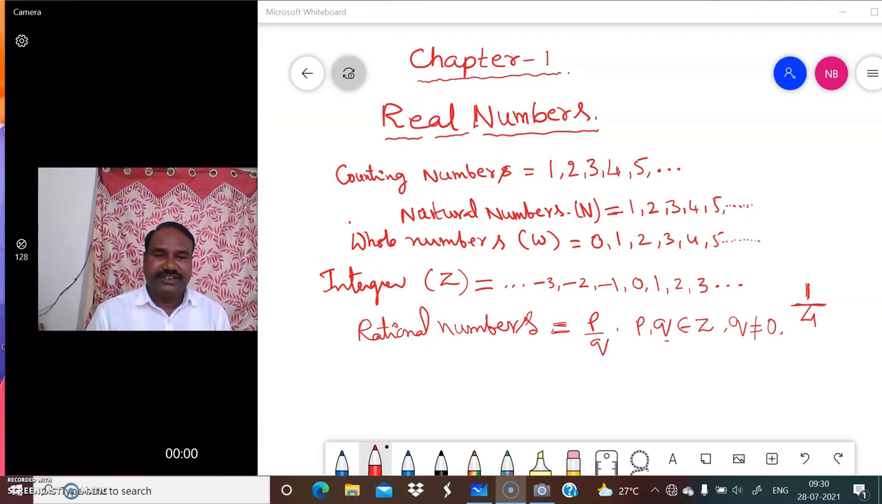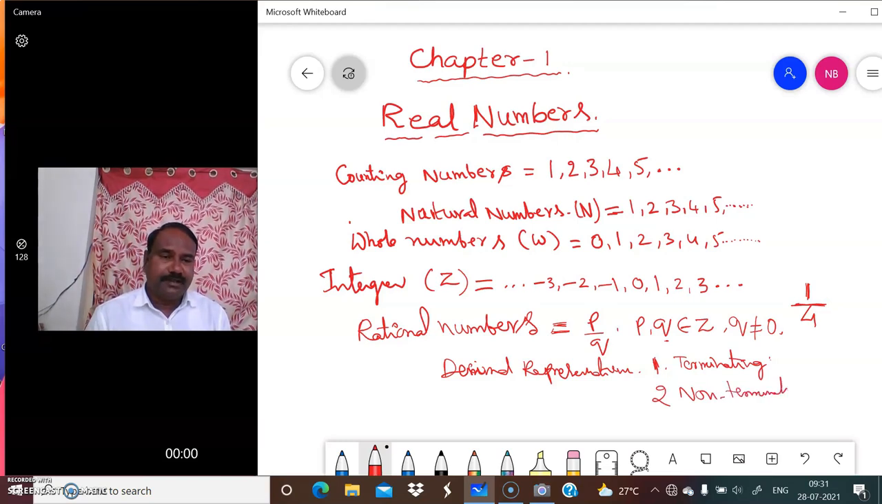Now every rational number P by Q can be written in the form of a decimal fraction, that is, a decimal representation. This decimal representation has 3 types. Number 1 is terminating decimal. The second is non-terminating but repeating decimal, and the third one is non-terminating and also non-repeating.